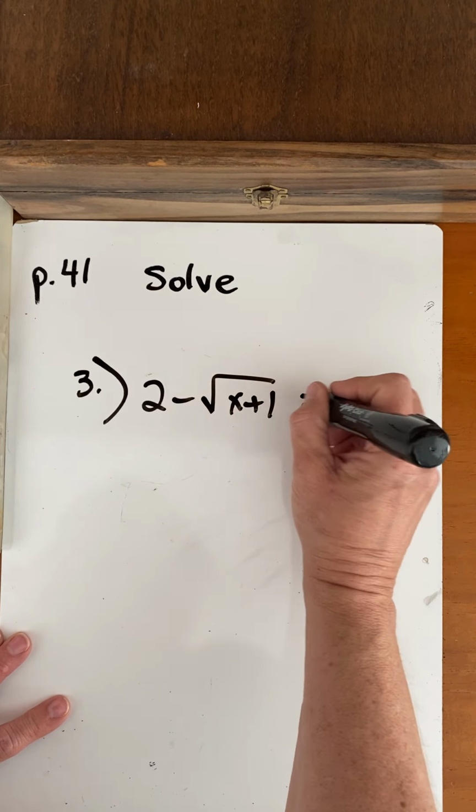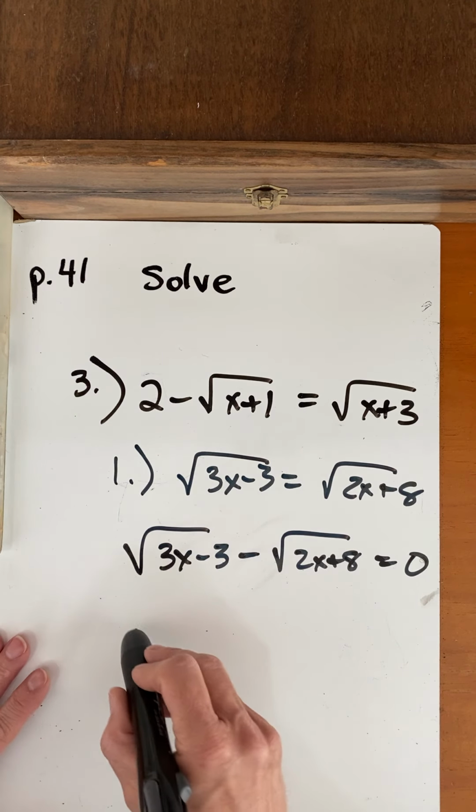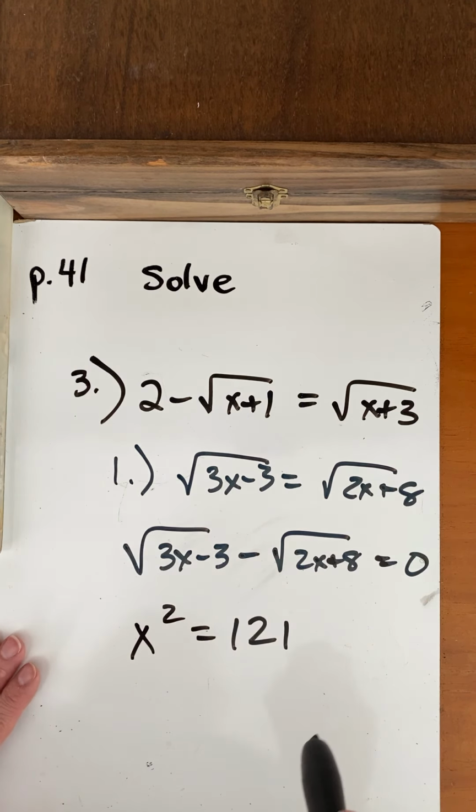Had I had a radical minus a radical equals 0, I would add the radical to both sides and then square both sides. In a situation like this, don't FOIL. And then also remember, if you end up with a situation like this, you are responsible for finding both the positive and negative square root.